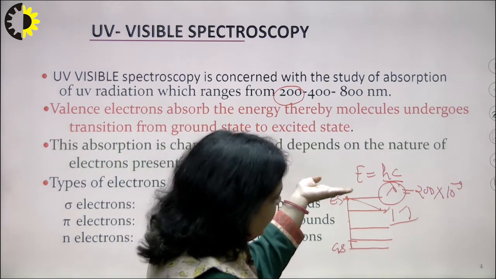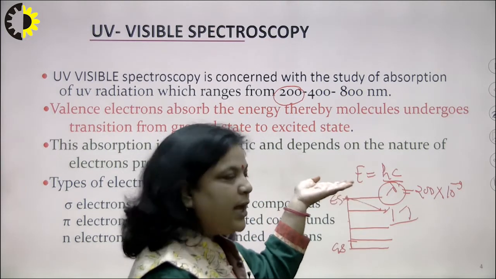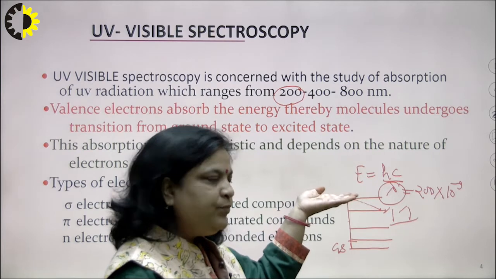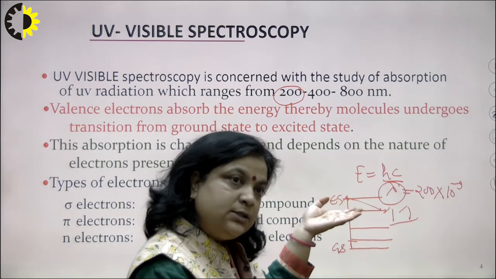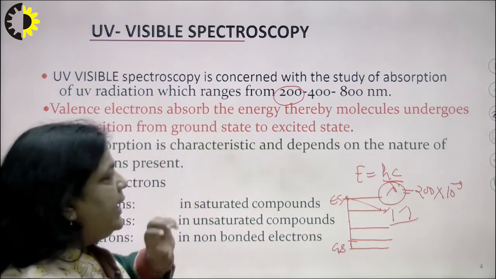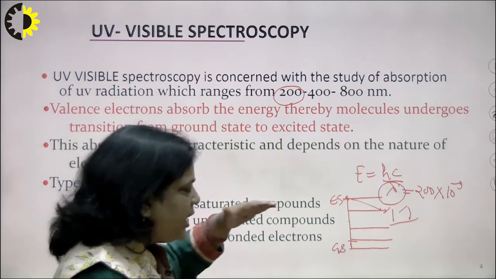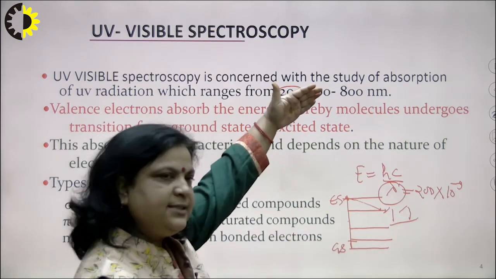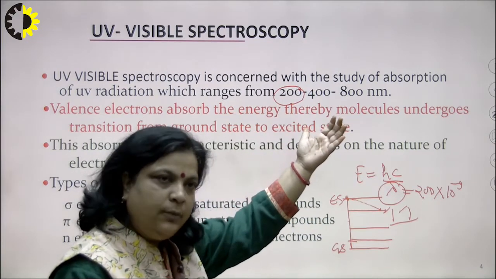The orbitals of the excited state are the lowest unoccupied molecular orbitals. So, they are basically called antibonding molecular orbitals. So, here the valence electrons absorb the energy and go from the ground state to the excited state, that is, from bonding to antibonding molecular orbital.